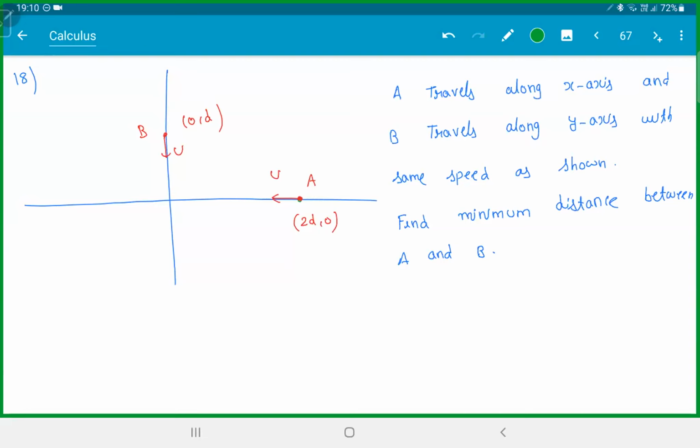D root 5 or D by root 5, right? D root 5 can't be the answer. This is even better than D root 5, isn't it? When B has come here and A is here, this is D. That is smaller than D root 5. Did you just find the initial distance? Is it d by root 5? Check once again. D root 5 is not the answer. That is wrong.